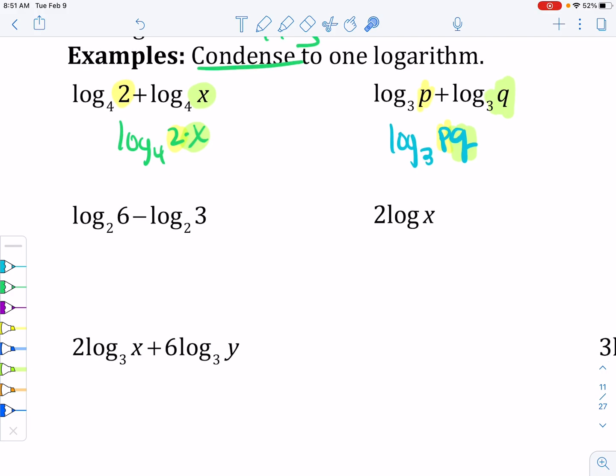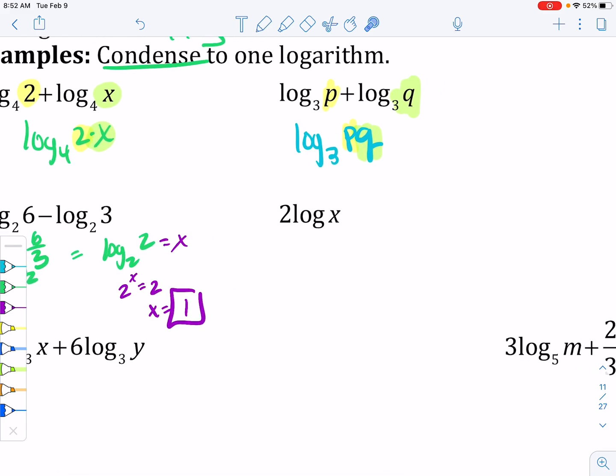log base 2 of 3. So subtract goes with divide. So we're going to divide the arguments. So 6 divided by 3. And it's log base 2. But we can simplify 6 divided by 3 to be 2. So log base 2 of 2. Well, remember we have the property, if it's the same base and the same argument, that simplifies to 1. Or you can think 2 to what power equals 2. Well, that means that the x value is 1. So this just simplifies down to 1. Okay.